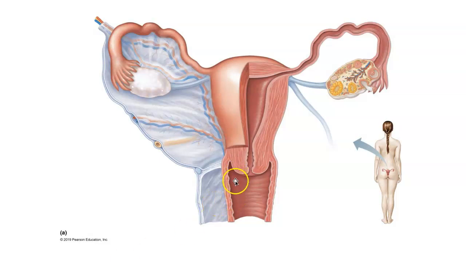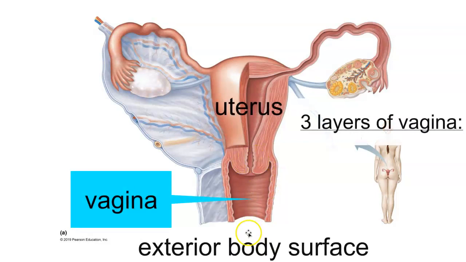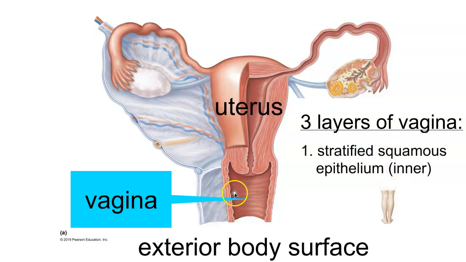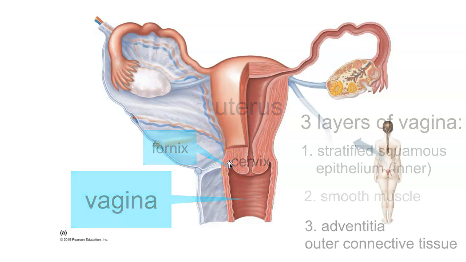The vagina is a hollow muscular structure that connects the uterus to the outside of the body. It's lined with stratified squamous epithelial tissue, non-keratinized. The muscular wall is smooth muscle, and there's a connective tissue coat that encases the vagina called the adventitia. Here we can see a recessed area of the proximal portion of the vagina surrounding the cervix. That's known as the fornix.